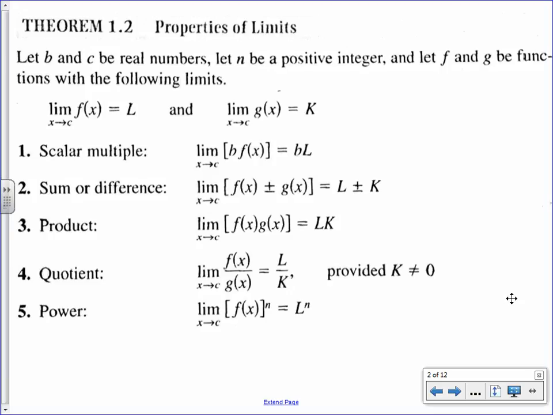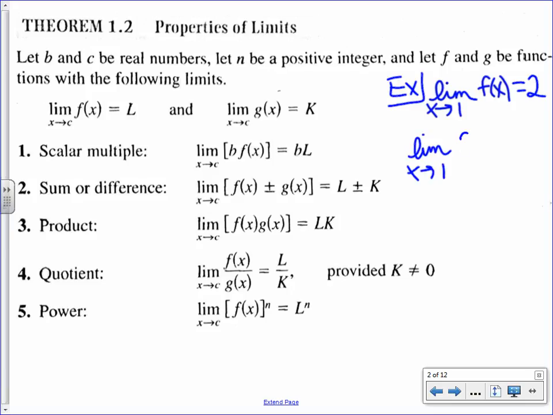So you're going to have some problems where, let's see, I'll do a little example. If we know that the limit as x approaches 1 of f is 2, then if I ask for the limit as x approaches 1 of 2 times f of x, that limit would be... I have some more examples later on down the road, so we can look at those in a little bit.